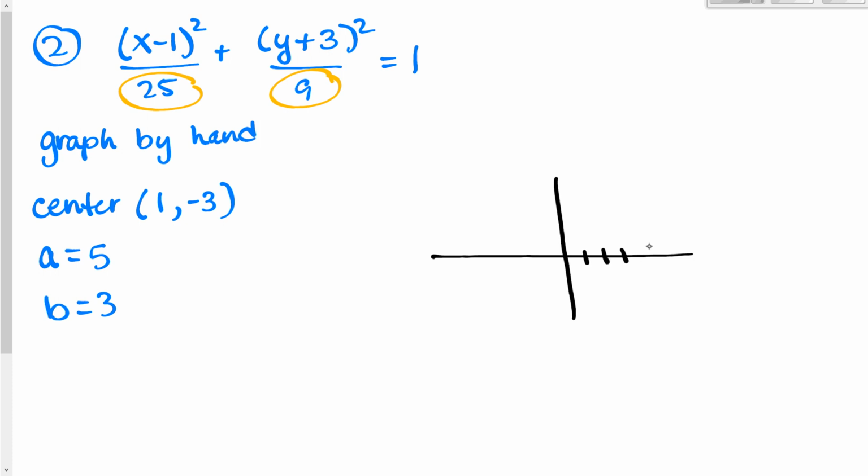Oh, you know what? I was about to go 5 units from (0, 0), but I have to go 5 units sideways from my center. So I need to plan for that. If the center is (1, negative 3), I need to go 5 units sideways from that. It's kind of a strange way to label, wasn't it? I don't know why I did that. We'll just do it again. Start something new.